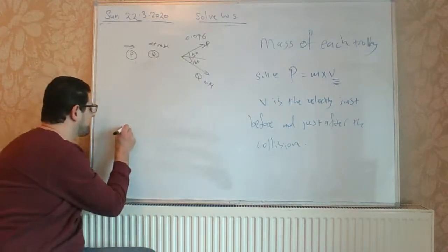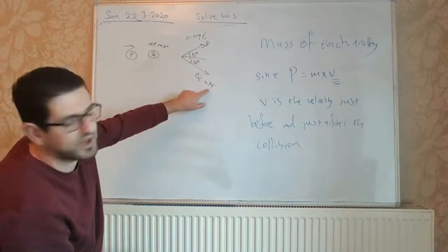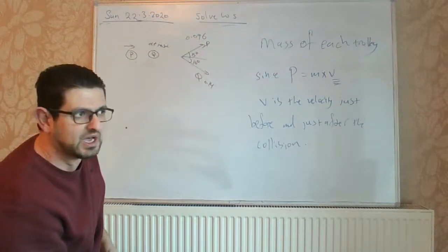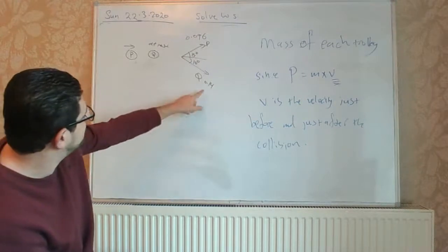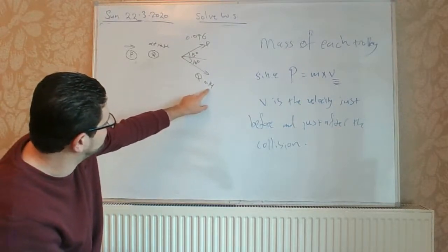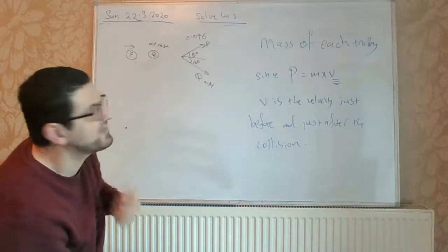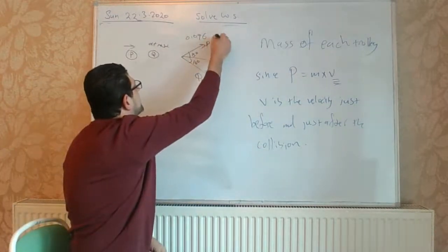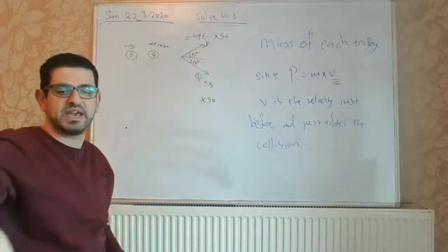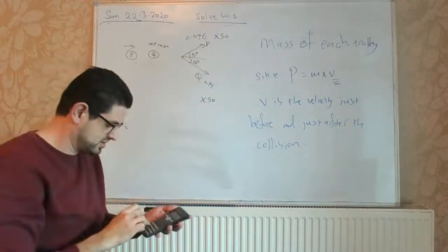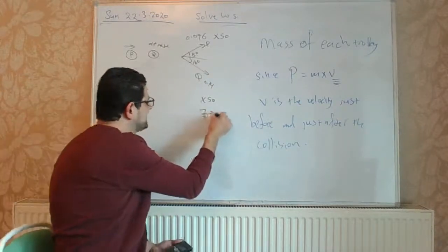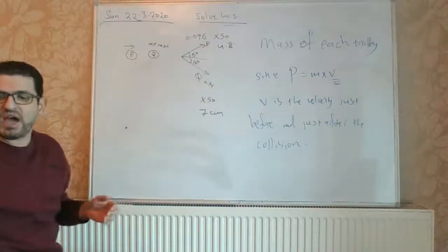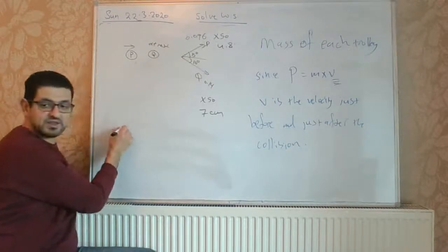I'll start here. This is 0.14, this is 0.096. Multiply both by 50 to see what the scale will be. So 0.14 becomes 7 centimeters, and 0.096 becomes 4.8 centimeters. Excellent. I start with one of them somewhere in the middle.